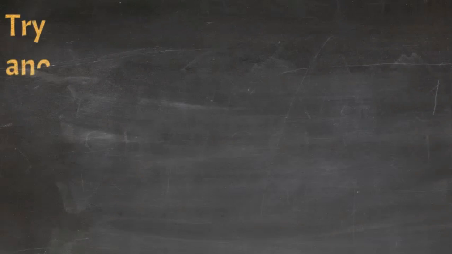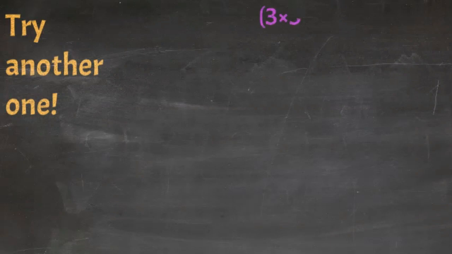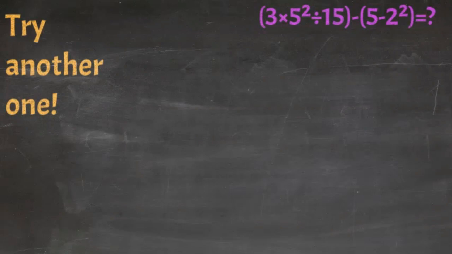So let's try another one. Here's the original equation. The quantity 3 times 5 squared divided by 15 minus the quantity 5 minus 2 squared. So when I say the quantity, I mean parentheses. So we have to use the parentheses, and we have to use PEMDAS inside the parentheses.